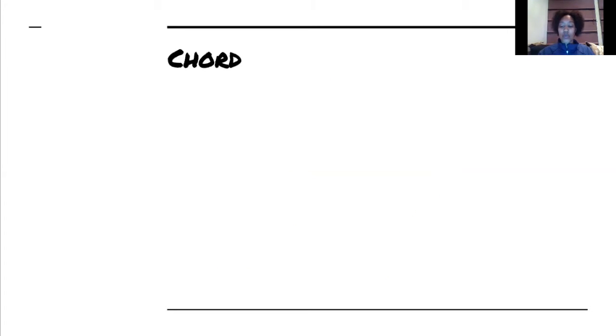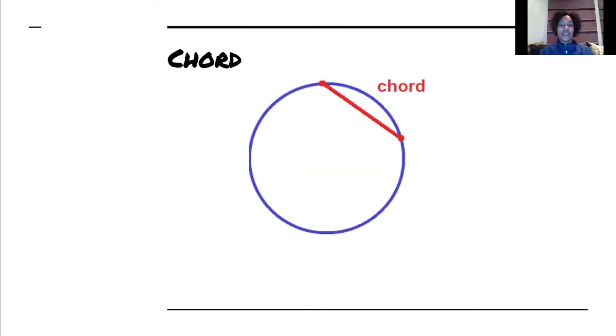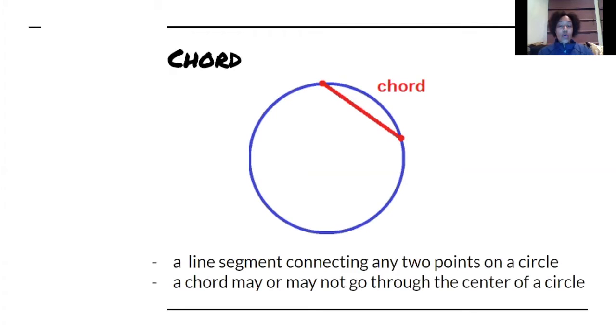Our next vocabulary term is a chord. If you notice the chord, it touches or connects two parts of the circle. Well, a chord is a line segment. And in third grade, we learned a line segment is part of a line. So a line segment or a chord is connecting any two points on a circle. Now the chord may or may not go through the center of the circle, but it has to touch two points on the circle.